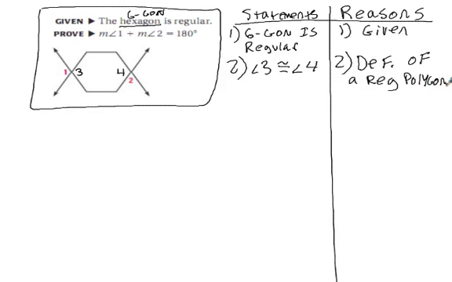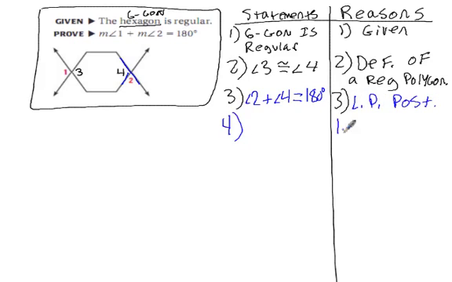All right, next, what can I see in the picture there? Well, I can see that we have a linear pair with 4 and 2. So I know that angle 2 plus angle 4 is going to equal 180 degrees. That's a linear pair postulate. Okay, next, what else do we see in the diagram? 1 and 3, they look like vertical angles, so they're going to be congruent. So angle 1 is congruent to angle 3 by vertical angles.